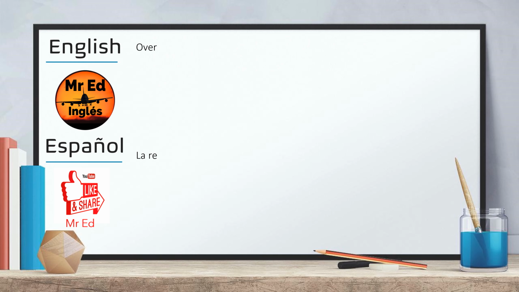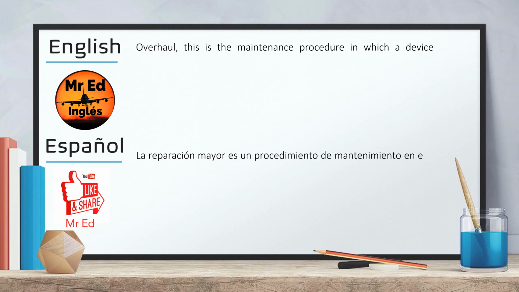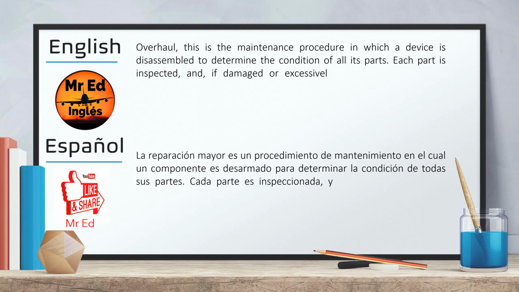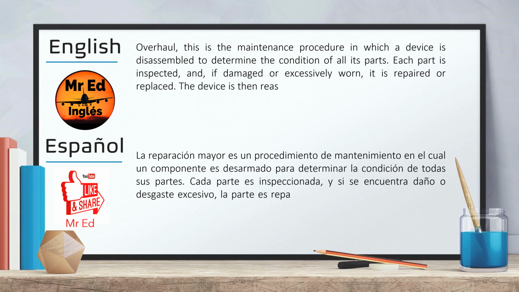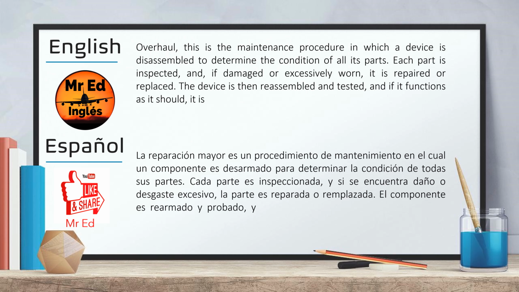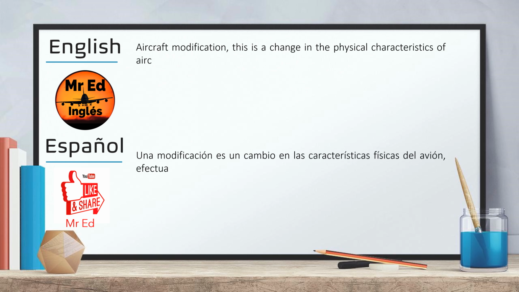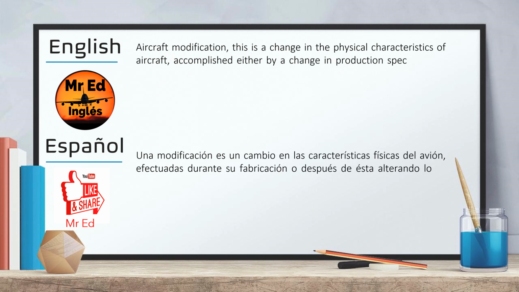Overhaul. This is the maintenance procedure in which a device is disassembled to determine the condition of all its parts. Each part is inspected, and if damaged or excessively worn, it is repaired or replaced. The device is then reassembled and tested, and if it functions as it should, it is returned to service. Aircraft modification. This is a change in the physical characteristics of aircraft, accomplished either by a change in production specifications or by alteration of items already produced.